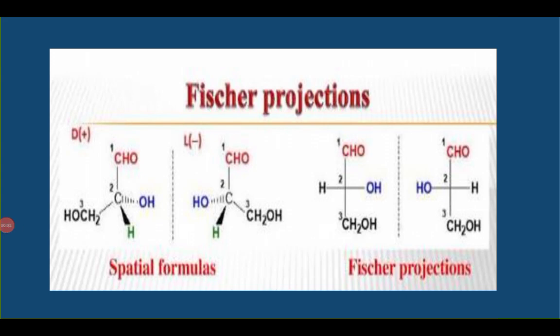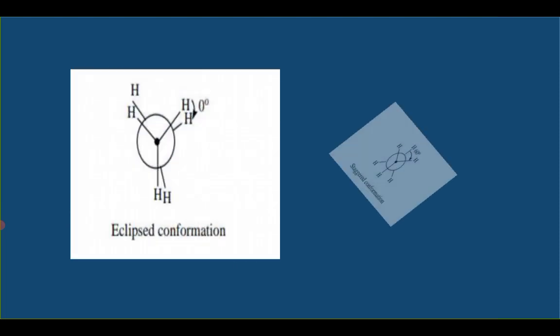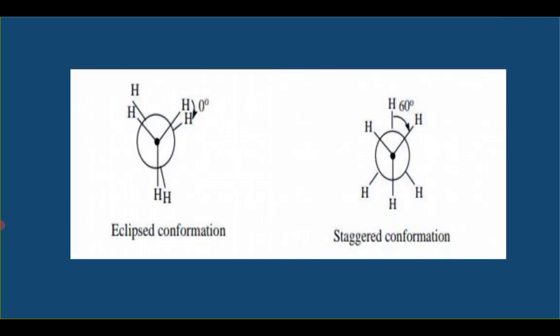Then what are conformers? Conformers means the shapes of the molecule due to the rotation of one or more single bonds. Examples of these are eclipsed and staggered conformations. Okay, so these are the examples of ethane. In the eclipsed conformation, the CH bond at C1 exactly overlaps with the CH bond at C2. Okay, so that is the eclipsed conformation.